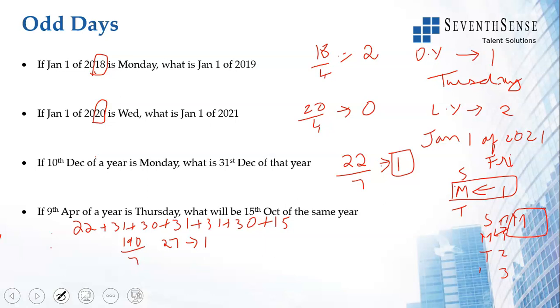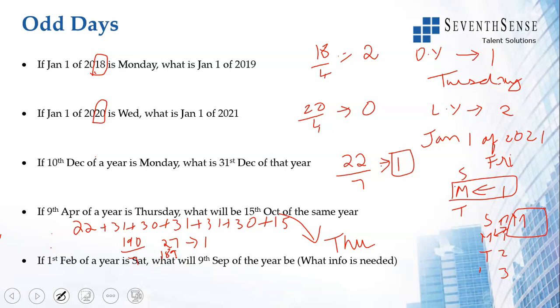If the first day of a calendar is Monday, we got the odd days as Sunday is 0, Monday is 1, until Saturday is 6. That was for the first day being Monday. Here the first day is a Thursday. So if the first day is a Thursday and the number of odd days is 1, the corresponding day would also be a Thursday. So we have 15th October also as a Thursday. This is 27 because 27 into 7 is 189, with the remainder of 1.